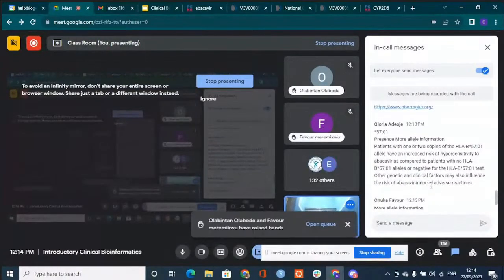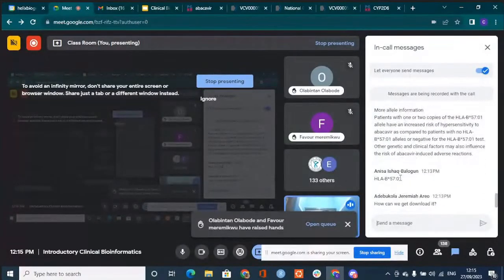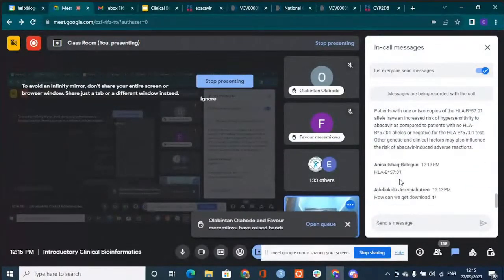Gloria Adioje said HLA-B 5701 alleles. A patient with one or two copies of HLA-B 5701 has an increased risk of hypersensitivity to Abacavir as compared to patients with no HLA-B 5701, right? Is there another response? I can see a lot of responses with HLA-B 5701.